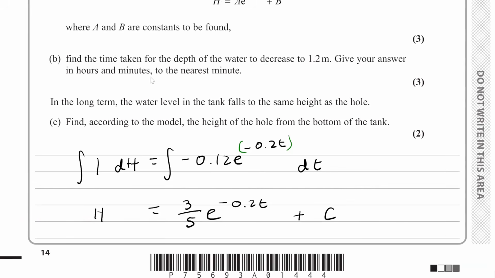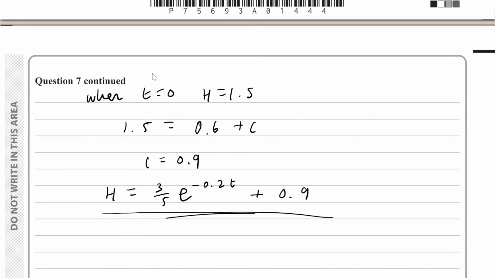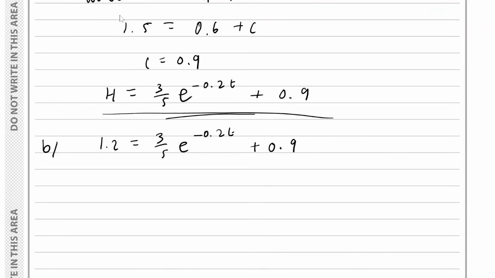Find the time taken for the depth to decrease to 1.2. So h is 1.2. What's t? 1.2 equals 3/5 times e to the power of negative 0.2t plus 0.9. So take 0.9 away from both sides. Divide both sides by 0.6.